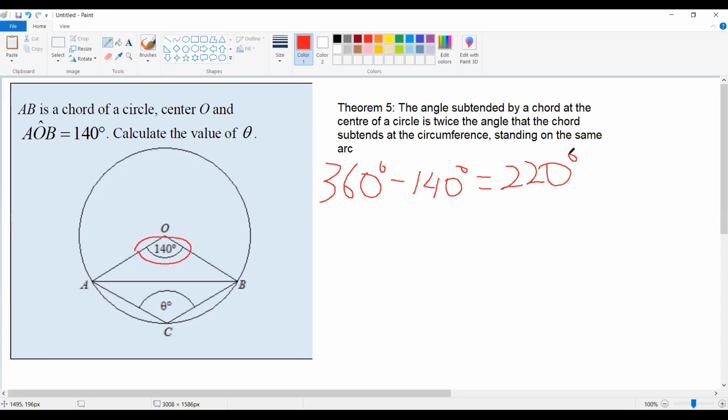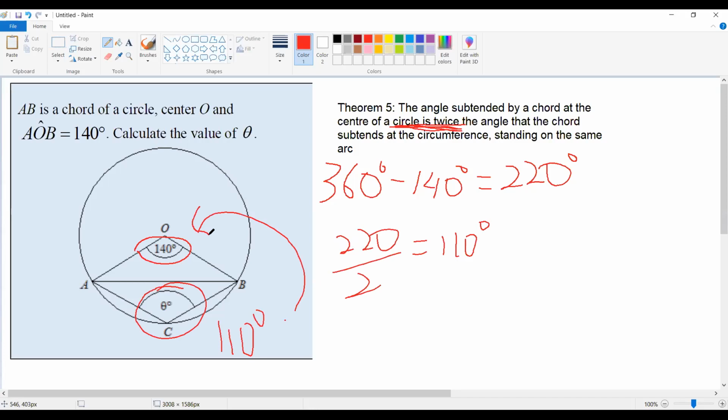So what does that tell us? That's telling us that to find angle C, remember, the angle at the center is twice the amount. So if we want to find out angle C, we have to find out what is half of that. So 220 divided by 2 will give us 110 degrees. So this here is 110 degrees, and this here is twice the value of that, which is 220 degrees. Any questions? No, sir. All right.